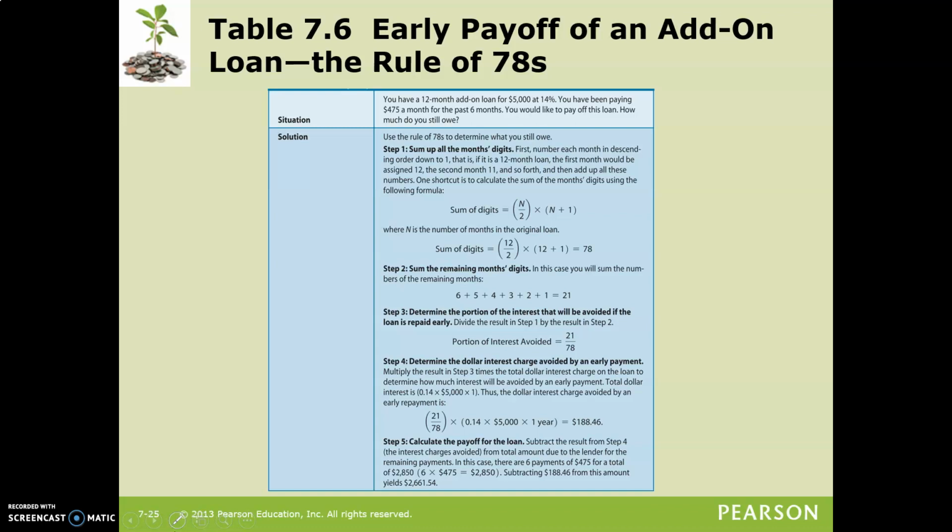So let's say you have a 12 months add-on loan for 5,000 at 14%. You've been paying the loan 475 a month for the past 6 months. You would like to pay off the loan. How much do you still owe?